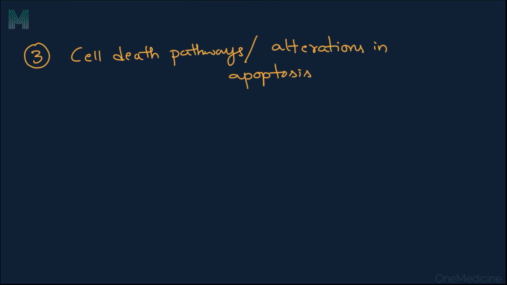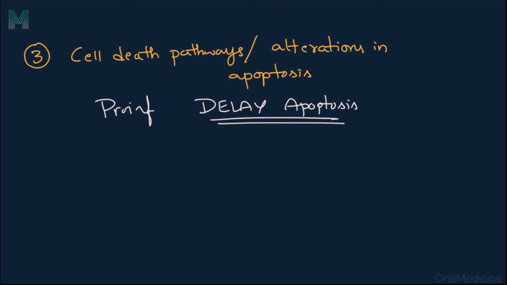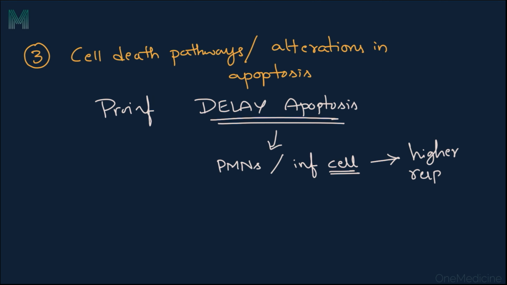So during the inflammatory response, pro-inflammatory cytokines may delay apoptosis. This usually happens in activated macrophages and neutrophils. So they prolong or augment the inflammatory response. The more polymorphonuclear leukocytes, or the more inflammatory cells or immune response cells present within the circulation, the response for inflammation is also higher.